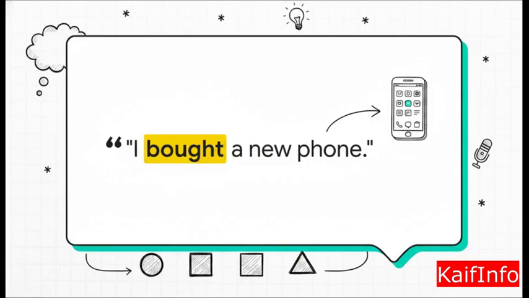That's it. Take this, for example. "I bought a new phone." You've got your subject, I, your verb, bought, and one single complete thought. It's clean, it's clear, and it stands all by itself.